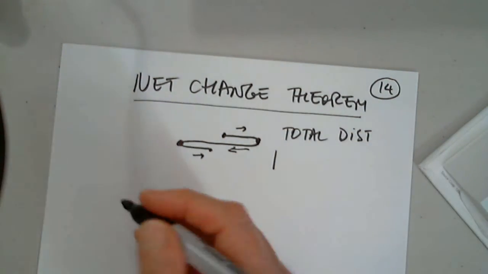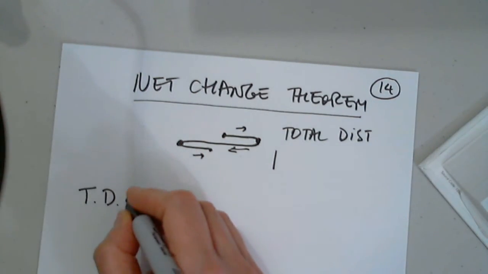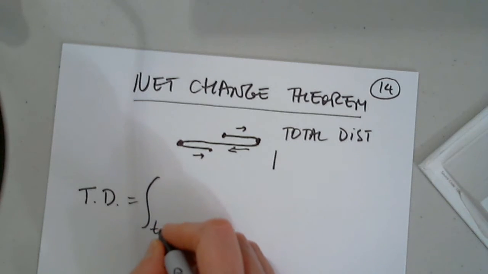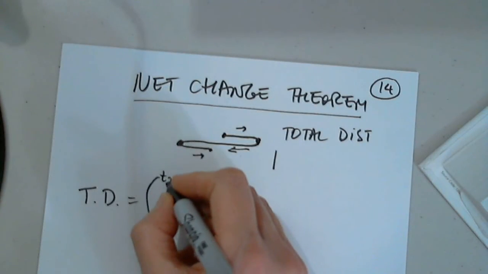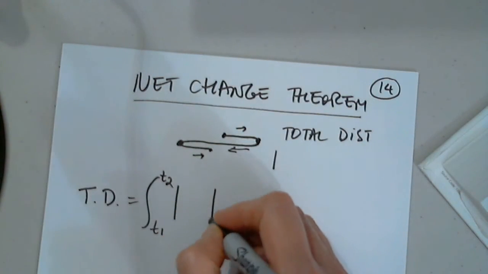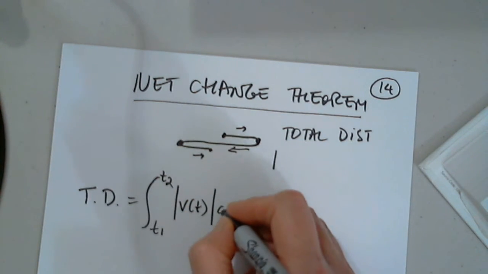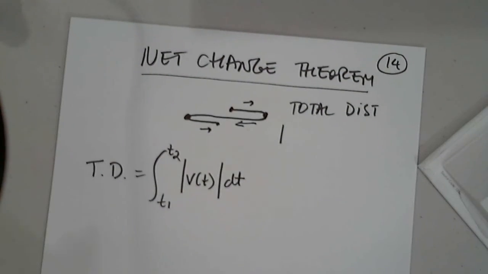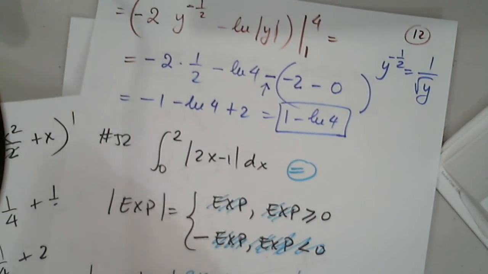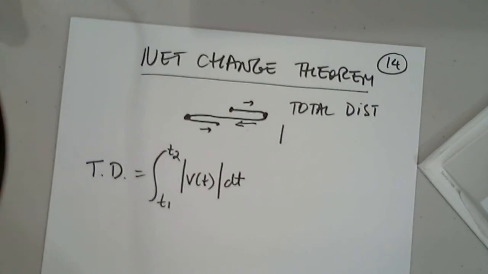We didn't know at that time. So total distance is the integral from time 1 till time 2 of the absolute value of the velocity dt. Yes, that's one of the reasons why I insisted on looking at the absolute value, to refresh our memory, because this is what we need to do when we're asked to find the total distance.